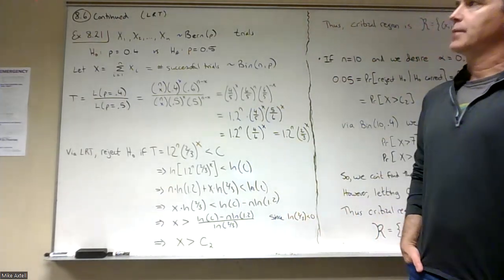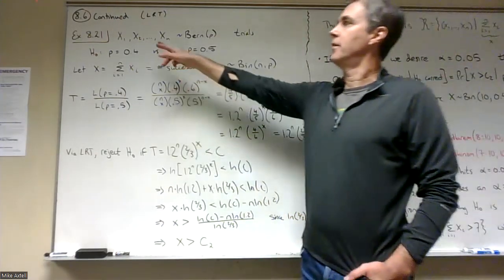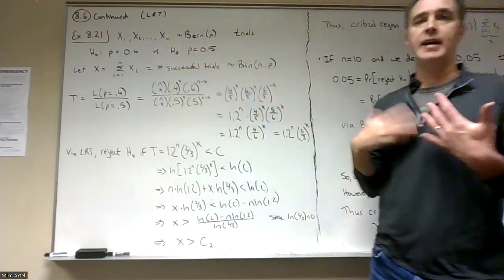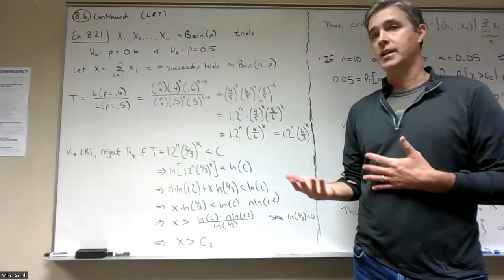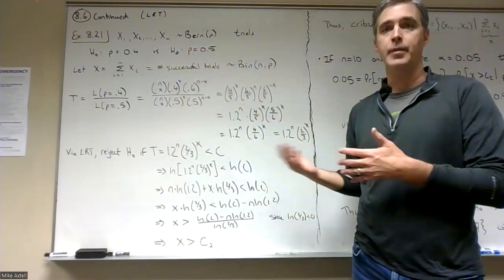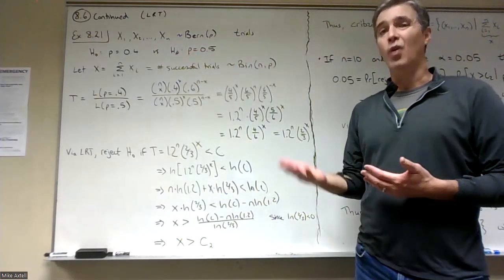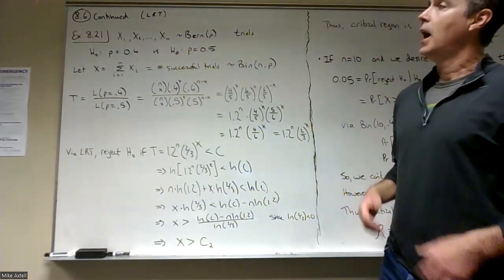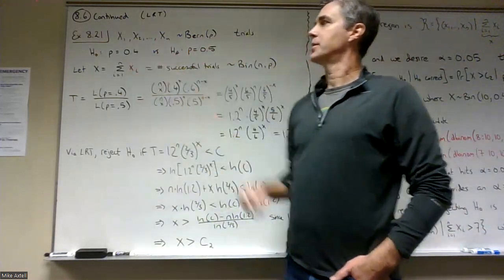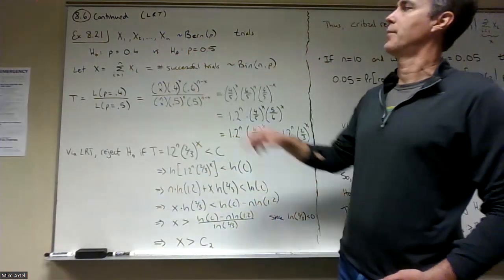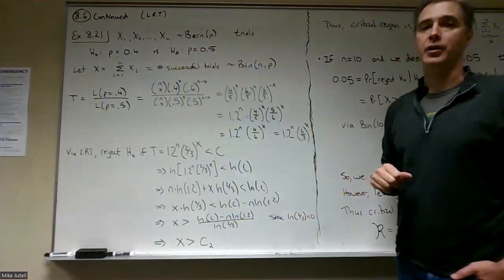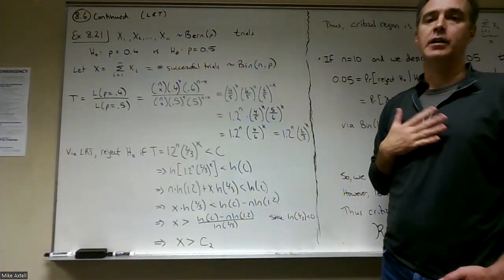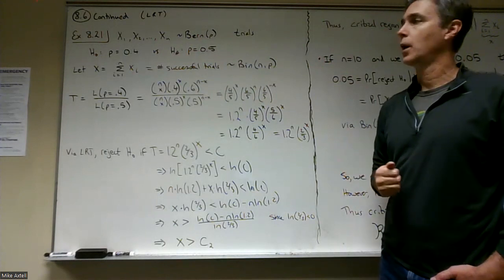In this example, we've got a random sample of n from a Bernoulli distribution with probability p. Think of that as n trials. The probability of success is p for each trial, and they're independent. X1 will equal 1 if it's a success, and 0 if it's a failure. Our null hypothesis is that the probability of success is 0.4, and the alternate hypothesis is that the probability of success is 0.5. We'd like to test that via the likelihood ratio test.